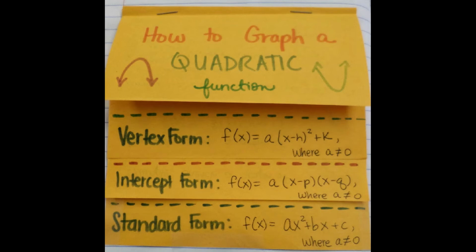Okay, in this video we're going to talk about how to graph a quadratic function. The first thing I want you to notice is that there's three different types of equations for quadratic functions. There's vertex form, intercept form, and standard form. Just like when we did linear functions, remember we had slope-intercept form, point-slope form, and standard form. These three different equations, you need to recognize all of them, but you'll usually see standard form. Standard form is the one you'll see most often, but you might see vertex form too.